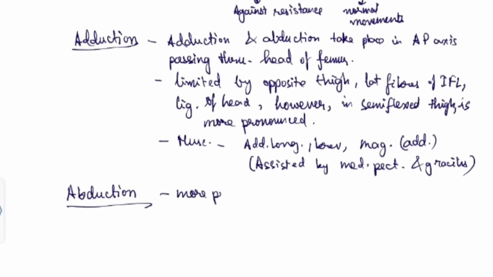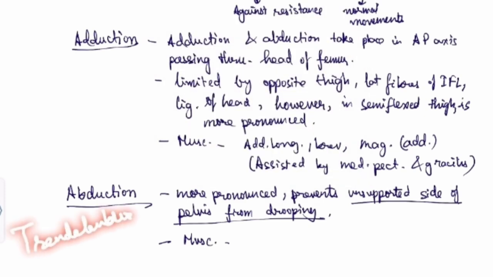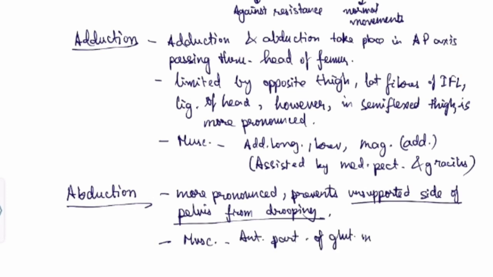Abduction is more pronounced compared to adduction, so you can abduct your legs much more. It prevents the unsupported side of the pelvis from drooping. I will underline this, because this will bring us to an important clinical anatomy question known as Trendelenburg sign. I'll come to it later, not right now. The muscles are the anterior part of gluteus medius and minimus, tensor fascia lata and sartorius.